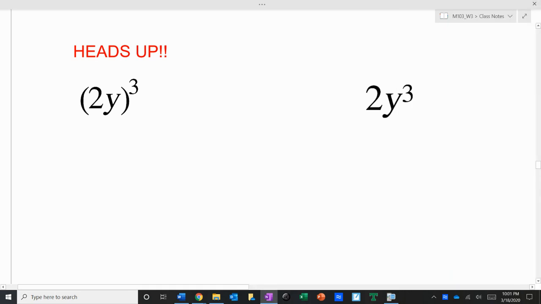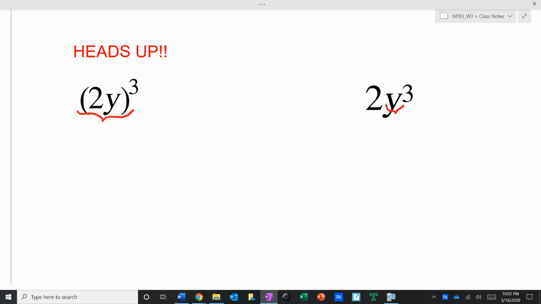Okay. What I want you to understand is that these two terms are not the same. When we're analyzing the first one here, the base of this power is 2y because it is in parentheses. The base of the second one is just the y. The variable or number that is immediately to the left of the exponent is the base.